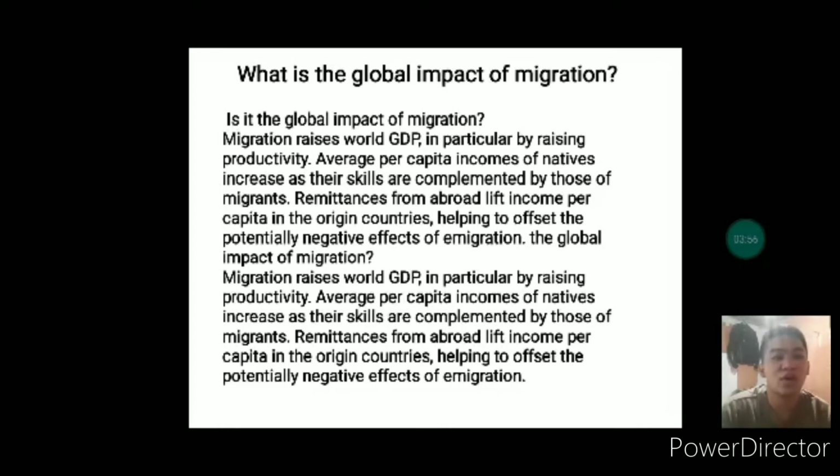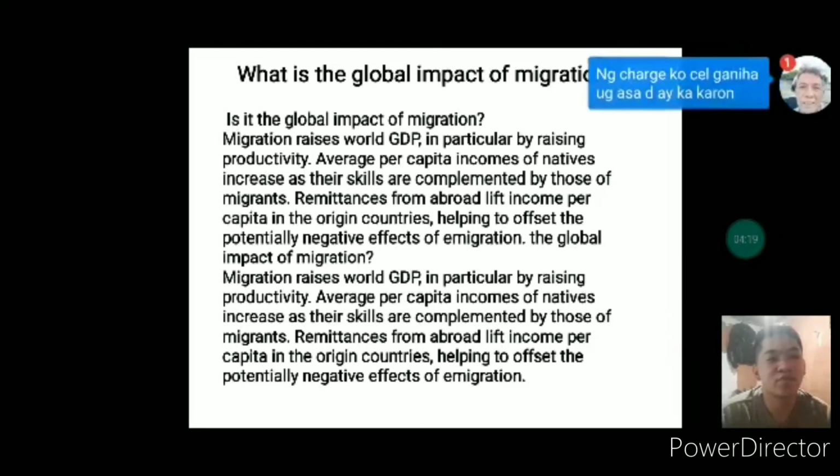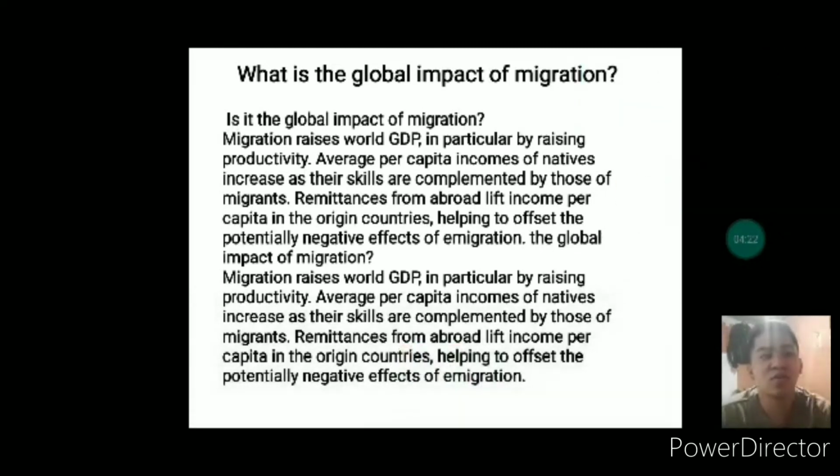The impact is, in particular, raising productivity. So we need to increase our skills to complement the migrants, and see how we help the residents.